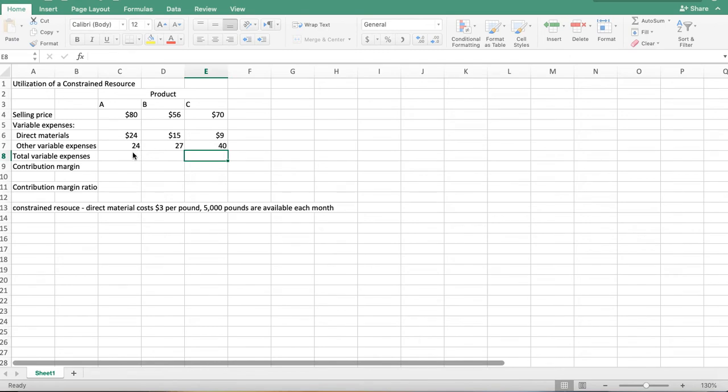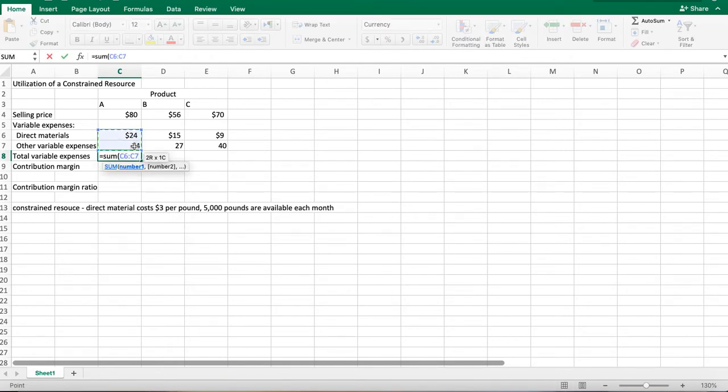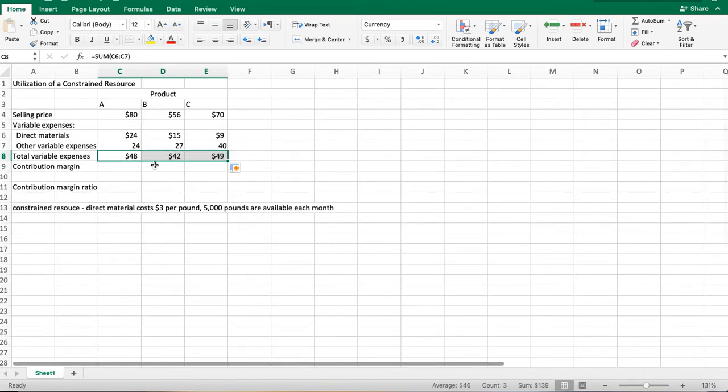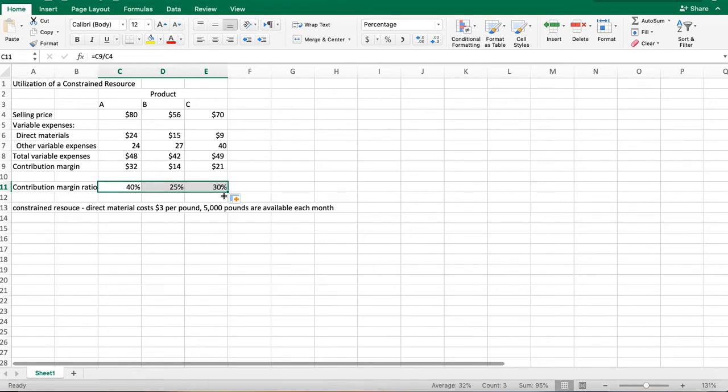Okay, I went ahead and entered some of the numbers, but I wanted to talk about these. Again, hopefully at this point in the course you're becoming very familiar with terminology like variable and fixed. And so in this cell, I'm just going to add up my total variable expenses. And then again, you should know what contribution margin is. It's your selling price minus your variable expenses. So we have our contribution margin, and then our contribution margin ratio is the percentage of the contribution margin of the sales price. And that's a percentage because it's a ratio. That's the way we talk about that number. And I'll go ahead and carry that formula across. So that's the information given to us in the problem.